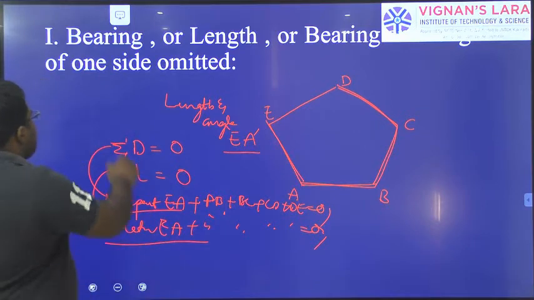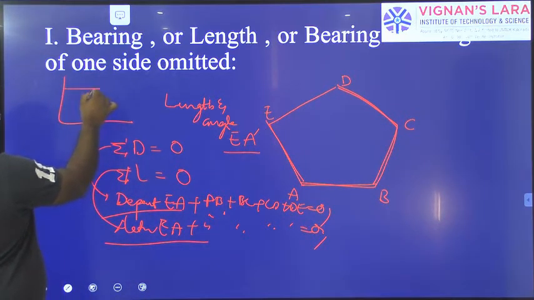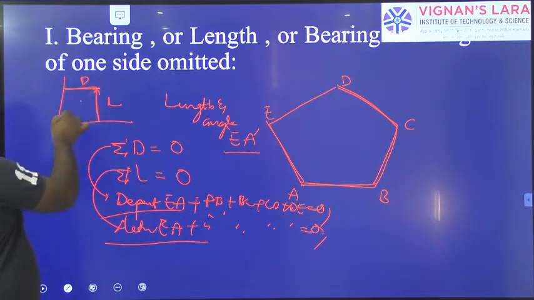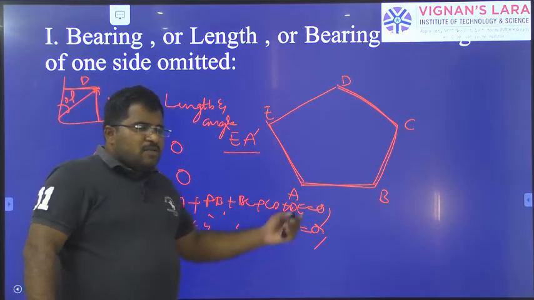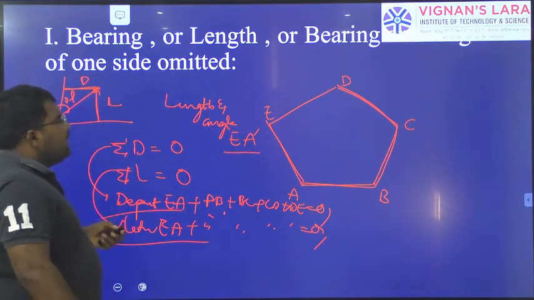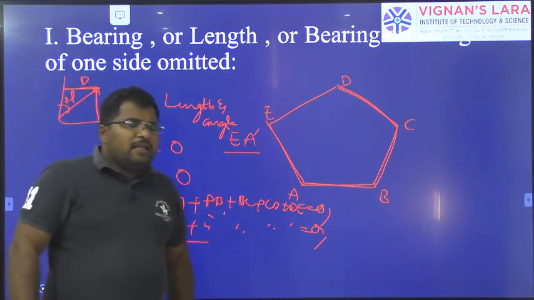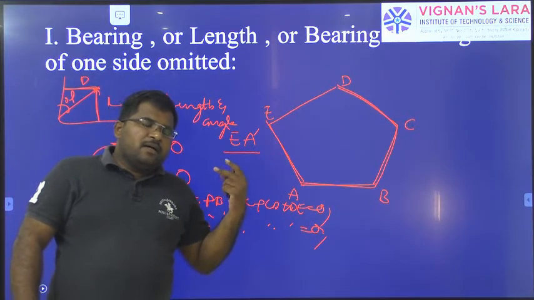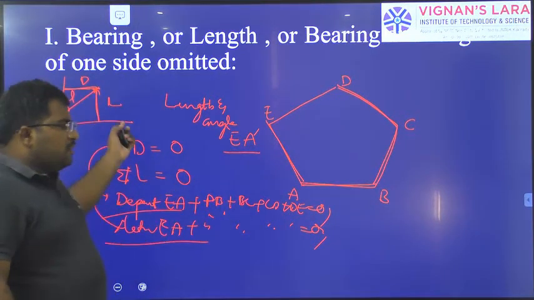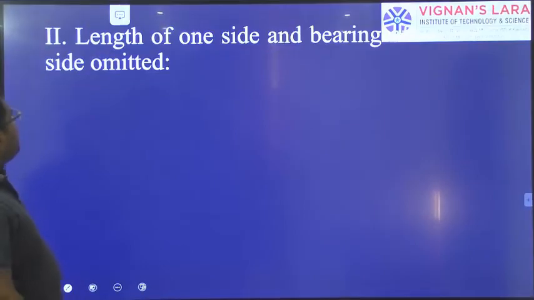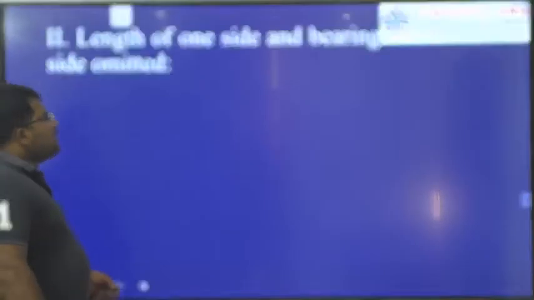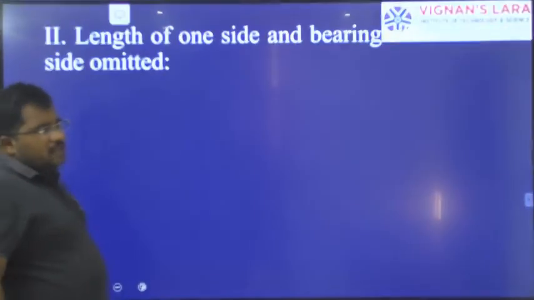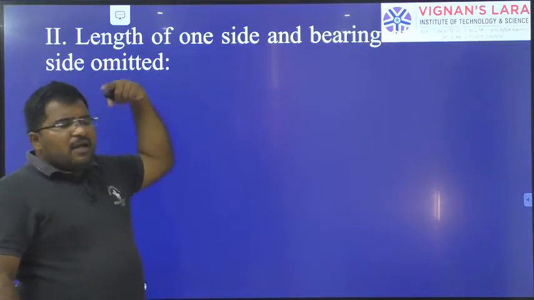If I know departure and latitude, from here I can measure this length, and I can know the angle from those. So like that we calculate if any bearing or length of a side is unknown, or if you don't know both length and bearing of one side, you can calculate by using this method. Then coming to the next case, length of one side and bearing of another side is missing.